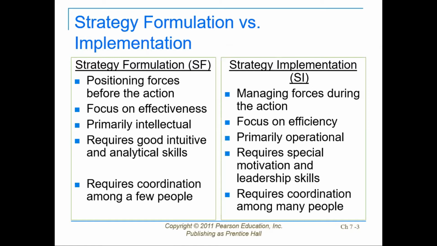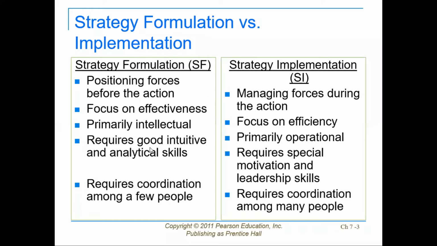Because in the strategy formulation stage, we have only formulated strategies. We have devised some strategies to be followed. Now here is to implement those strategies. So while formulating the strategy, we needed some special position forces. We needed to evaluate the effectiveness of the policies or strategies. We needed the wisdom of the experts, the primarily intellectual.